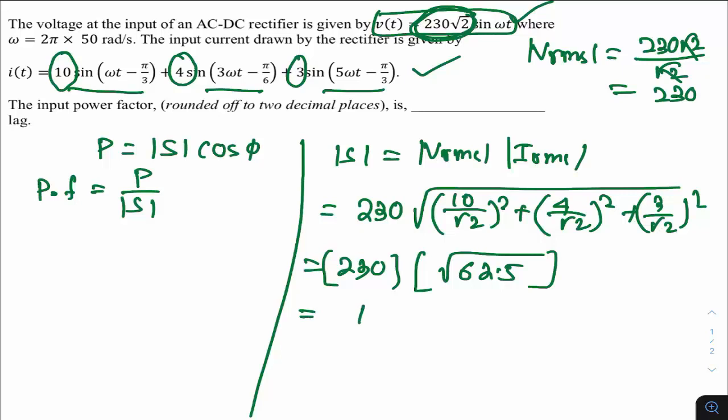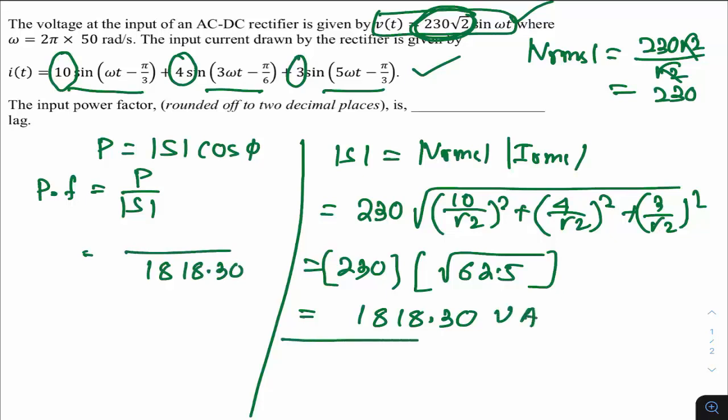If you use a calculator, you will get 1818.3. So this is your mod S: mod S is equal to 1818.3 volt ampere. The dimension of S, the apparent power, is nothing but volt amperes. But how do you get P?